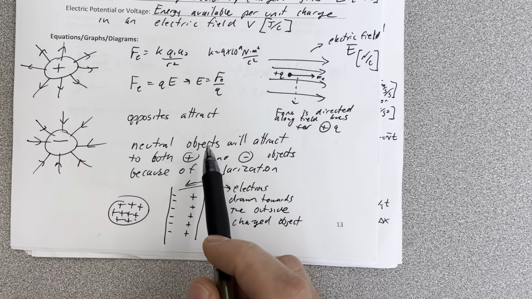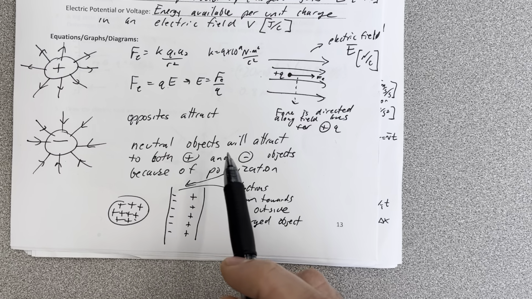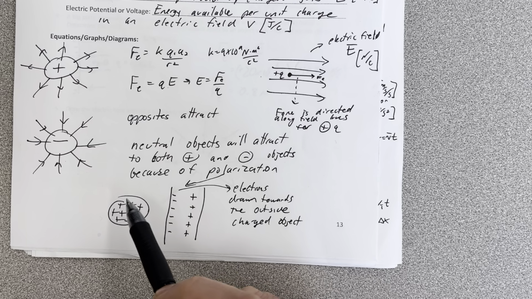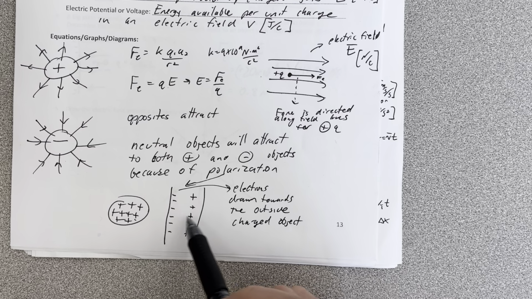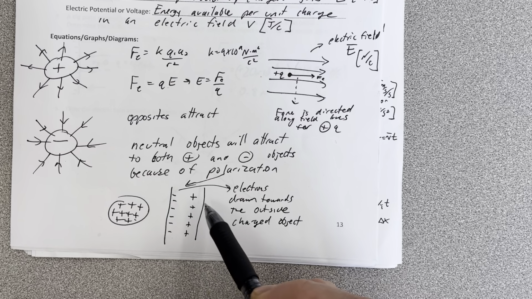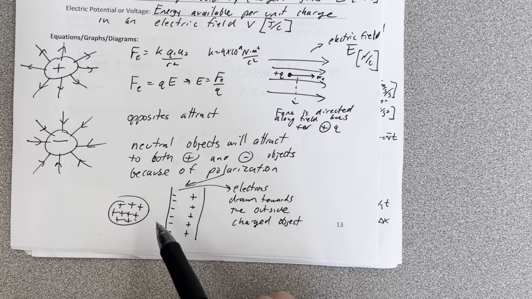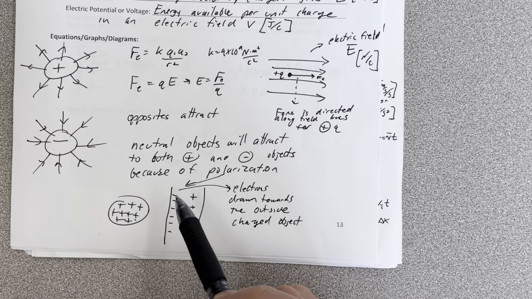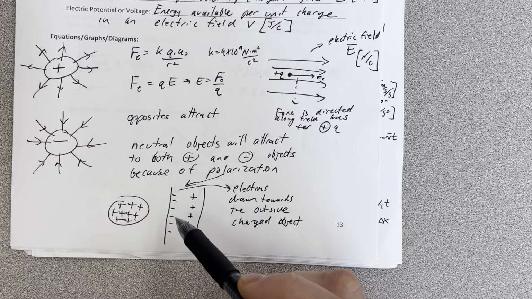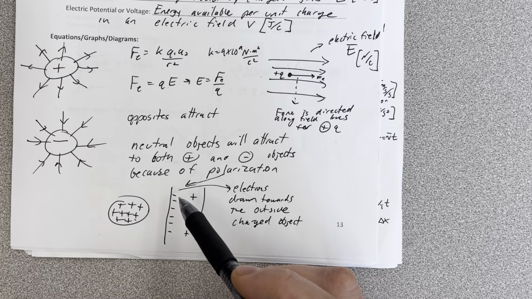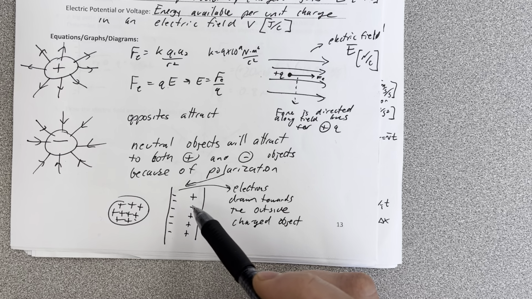Remember this one, neutral objects will attract to both positive and negative objects because of polarization, right? So you bring a big positive charge near something that was initially neutral, the neutral object will get polarized. The electrons in this neutral object will get drawn closer to this. Now, in a conductor, the electrons will go all the way to the surface of the object, because they can move a far distance. In an insulator, the individual molecule is polarized. I only made one drawing here just to show the general idea of polarization. But polarization of a metal is much greater than the polarization of an insulator.